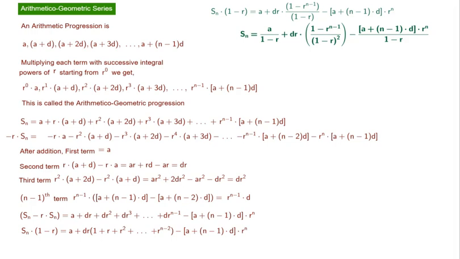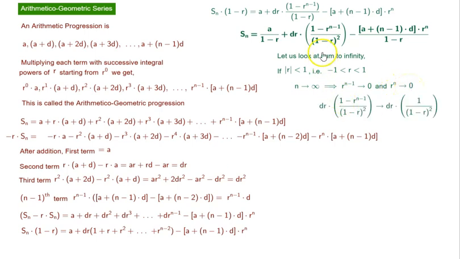Now let's look at sum to infinity. Remember, if the magnitude of r is less than 1, that is r is between minus 1 and 1, the series converges. When n goes to infinity, we have r to the power of n minus 1 going to 0 and r to the power of n going to 0. So the second term, dr times 1 minus r to the power of n minus 1 by 1 minus r square goes to dr times, r to the power of n minus 1 having gone to 0, 1 by 1 minus r square.